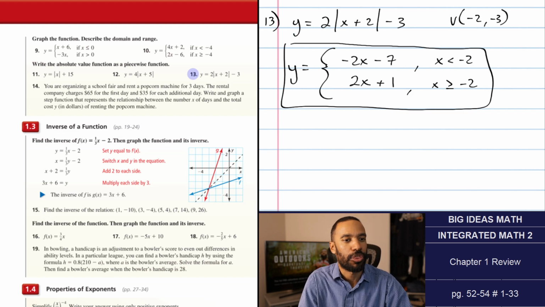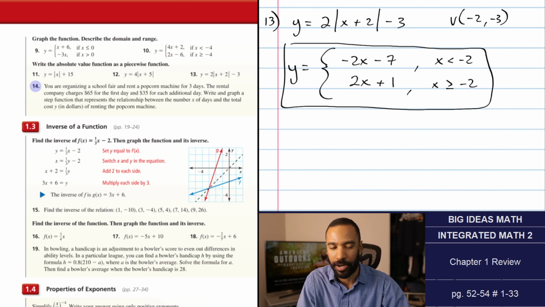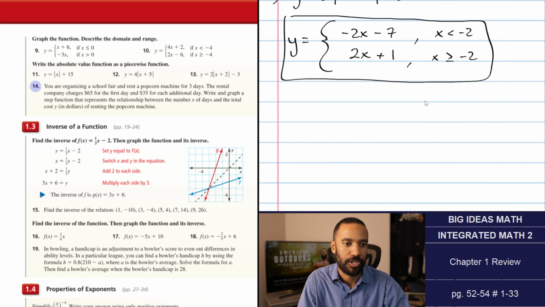Okay, those are those 3. Let's keep going. Number 14. We're only in section 1.2. You are organizing a school fair and rent a popcorn machine for 3 days. The rental company charges $65 for the first day and $35 for each additional day. Write and graph a step function.